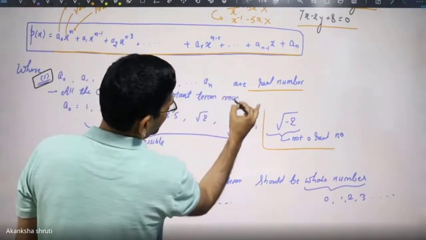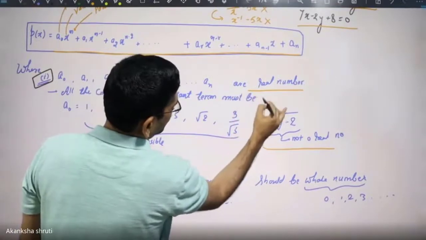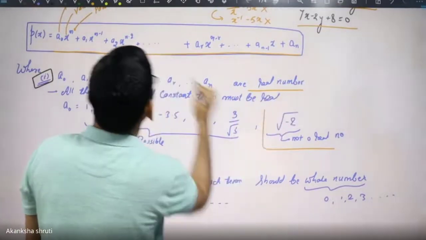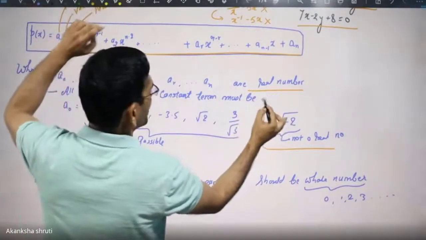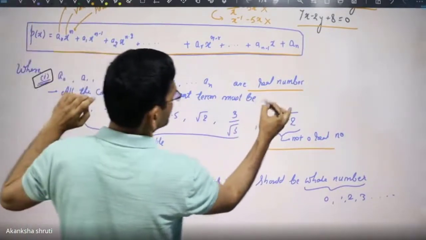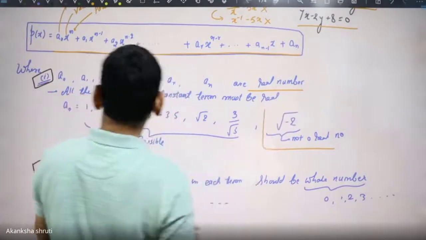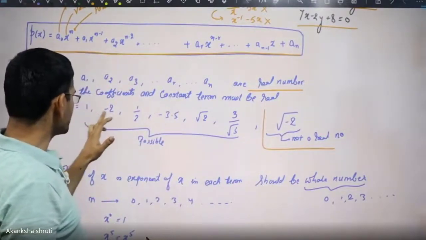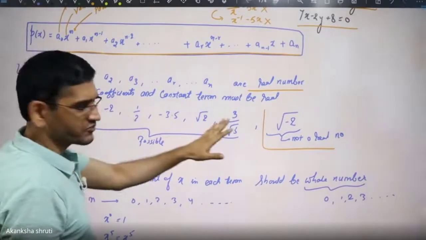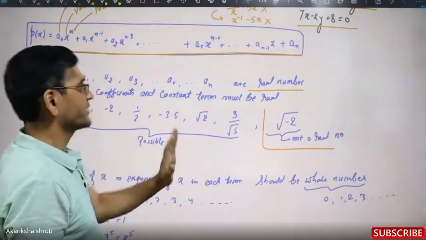Must be real. If it is not real, then it cannot be a polynomial. Means this coefficient before the x, or multiple of this x, must be of this form. That we have to verify.